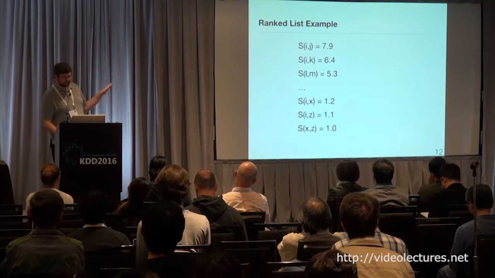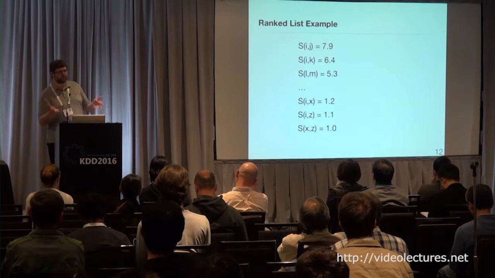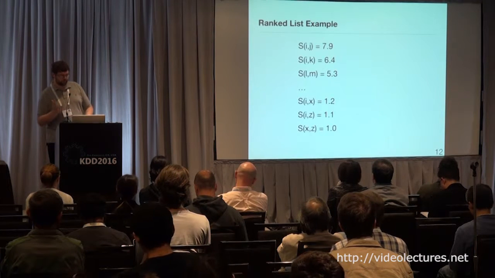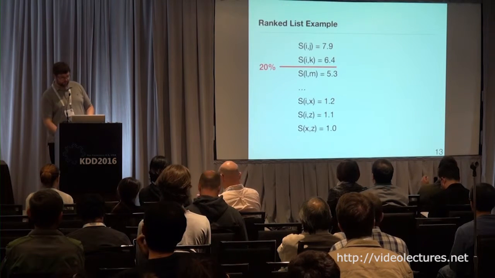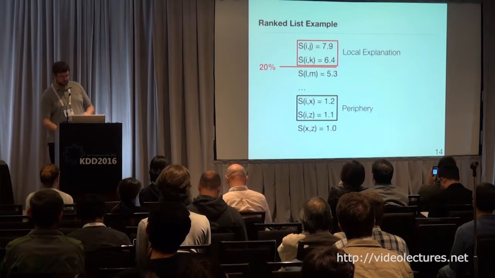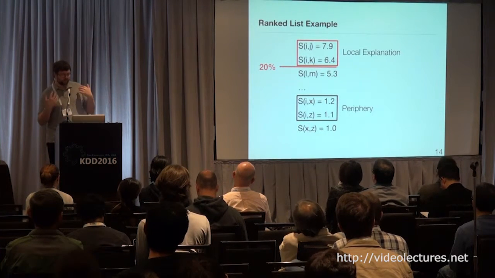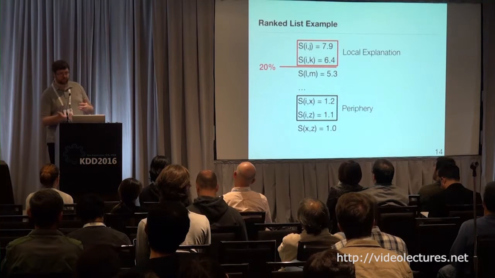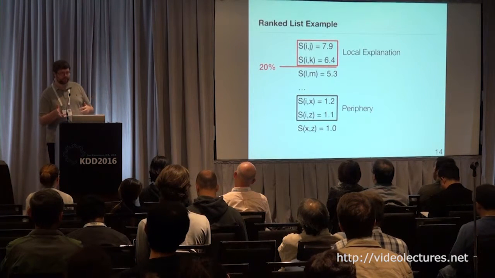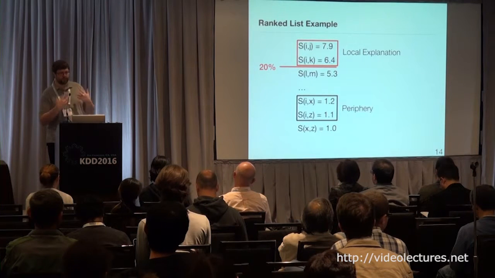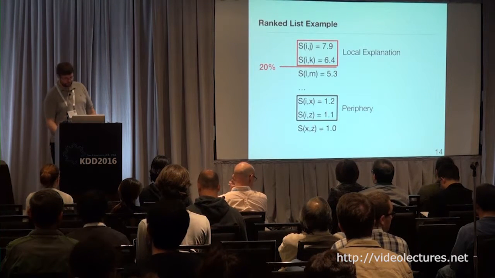So if this is the kind of ranked list you produced when you applied your local score to all pairs of nodes in the graph, you have some kind of threshold. Everything above that threshold would be part of the core anomaly, your local explanation. And then since node I is part of this local explanation, if there are any incident edges to those nodes, that becomes part of your periphery.